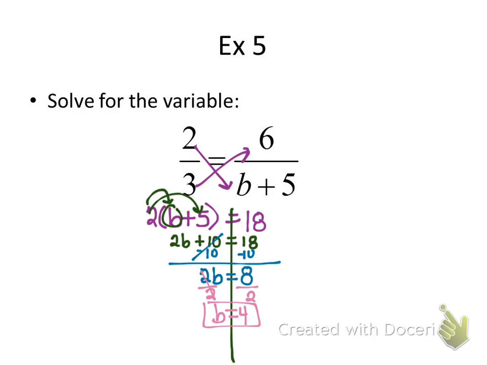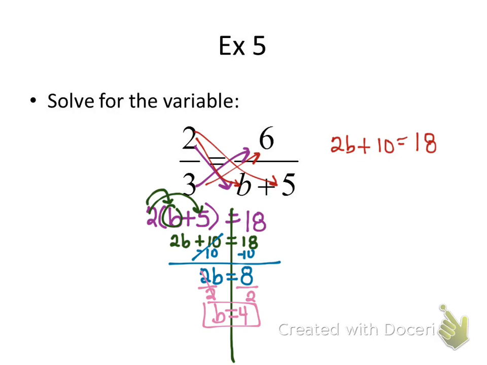If you don't like it my way, if you don't like showing that you're going to distribute, you don't have to write what I'm doing in the red unless you want to. You can do it all in one step. So you could take 2 times b, then 2 times 5. You could do it this way as well. I just feel like a lot of kids forget to then take the 2 times the second number. A lot of kids will take 2 times b and get 2b, then they'll just bring that plus 5 down. That's why I like to write that distribute step.